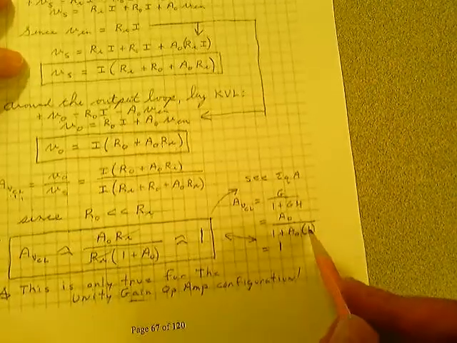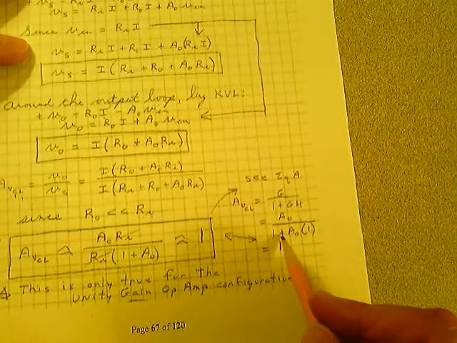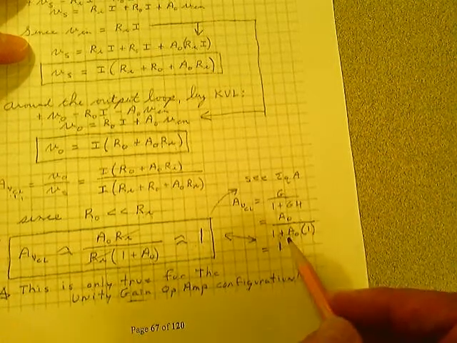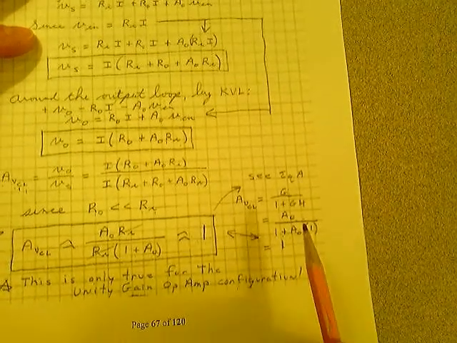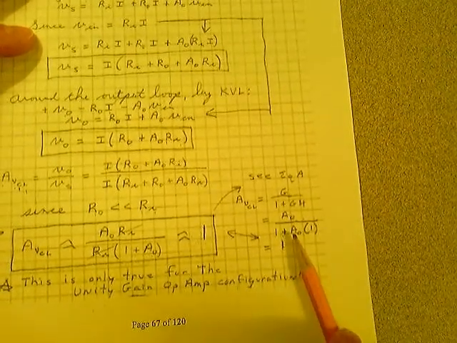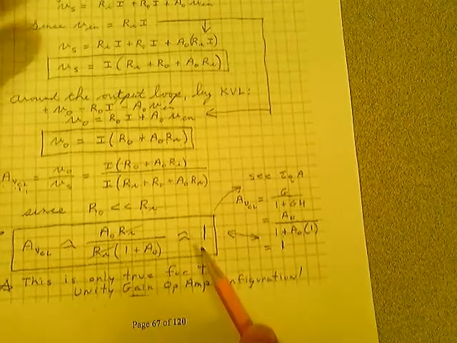I put the 1 in right there. What's 1 plus infinity? It's infinity. Infinity over infinity is 1. This is a real quick analysis over here. But you're going to see that in future classes. I like to introduce it now. Show you. But unity gain.